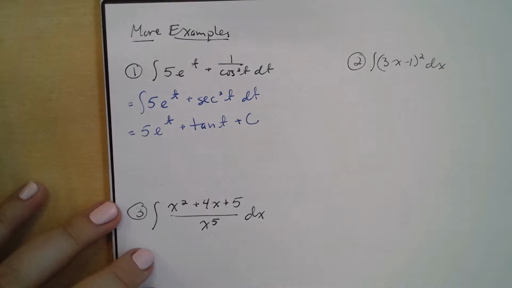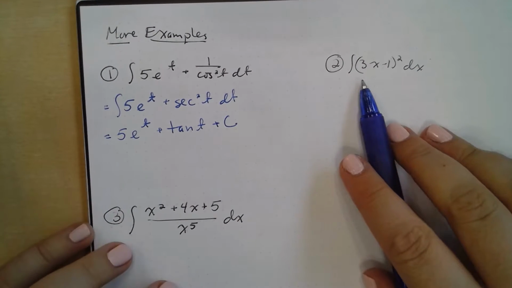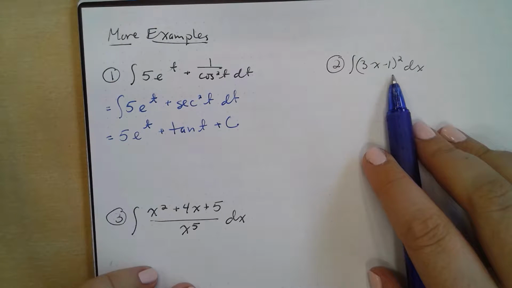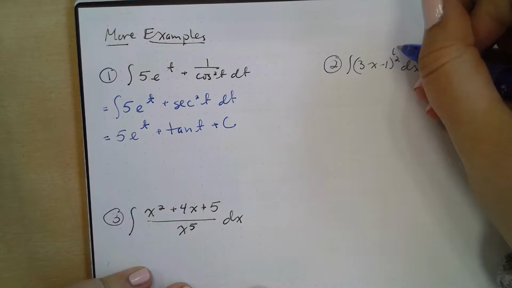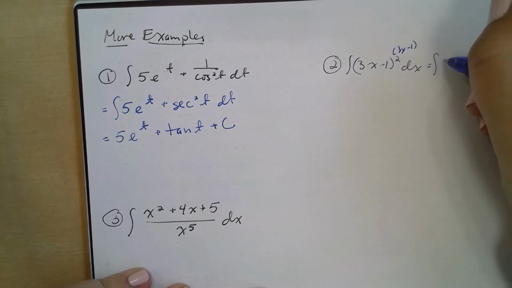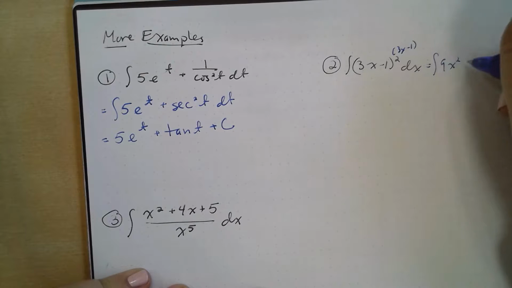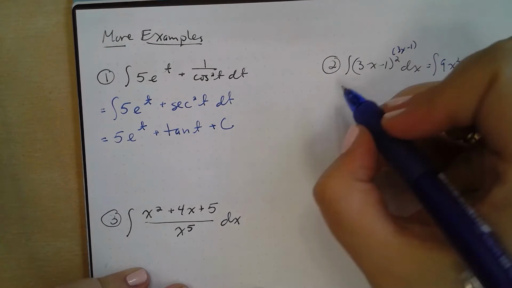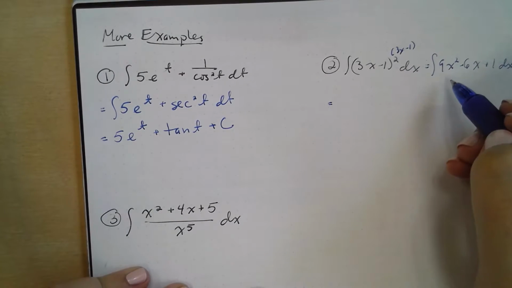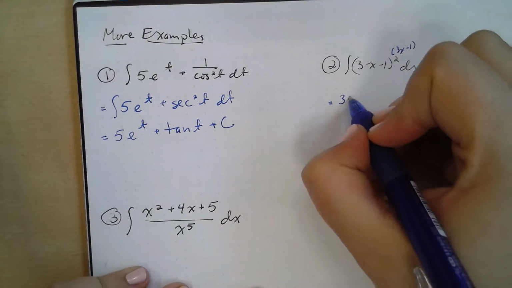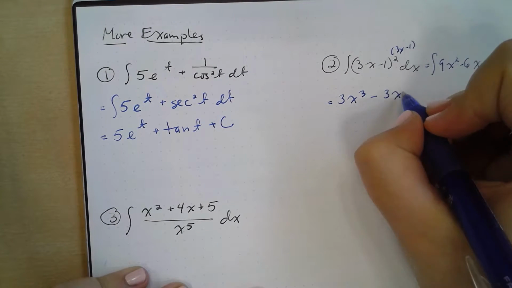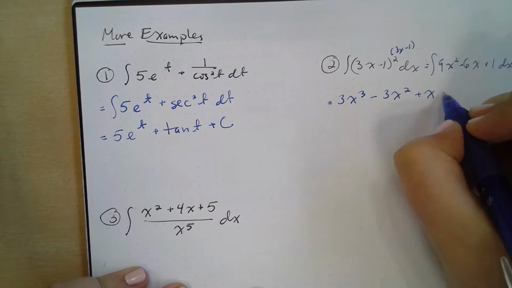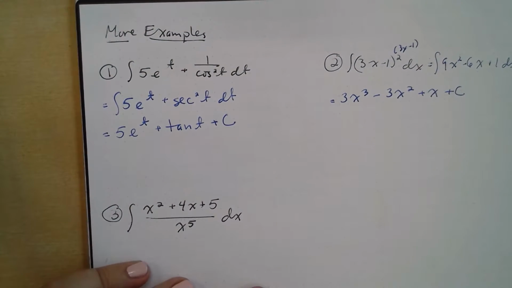That's plenty, all right? Here we have the integral of 3x minus 1 quantity squared dx. This I would rewrite as the integral, and I would actually multiply this out, right? So I would have 9x squared minus 6x plus 1 dx. And then I can just take my integral here, so I'm going to have 3x cubed minus 3x squared plus x plus c, all right?